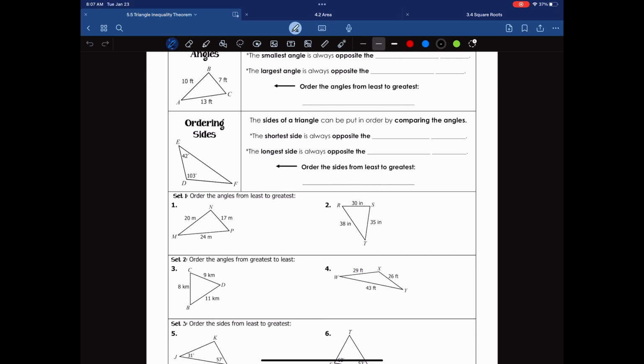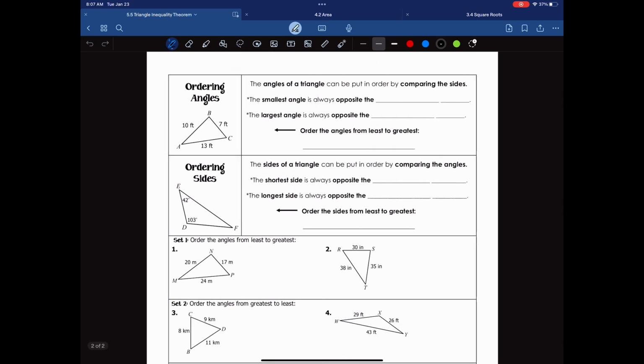So, let's see. What are we taking a look at today? We are ordering our angles. It's the same section from yesterday. I'm going to upload this piece of paper if you want it. I'm going to just move on from here.